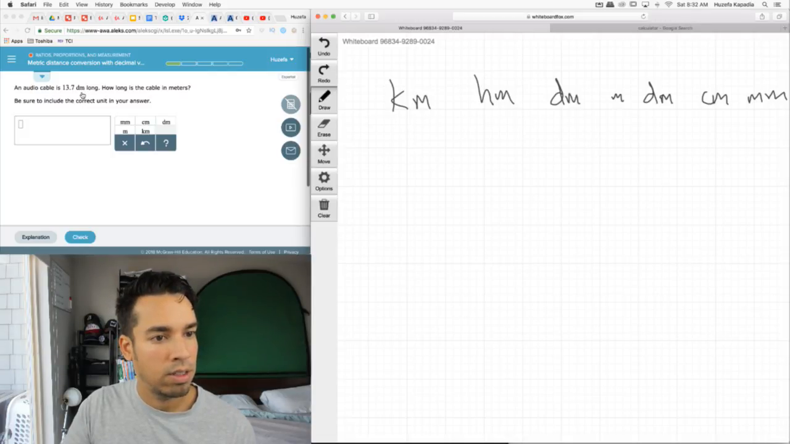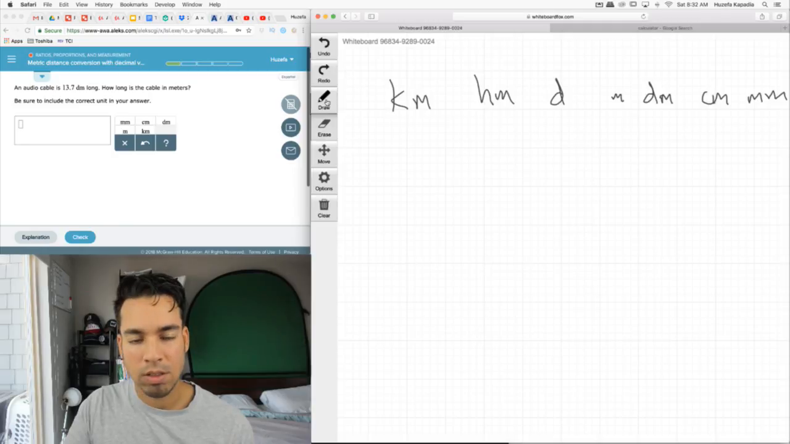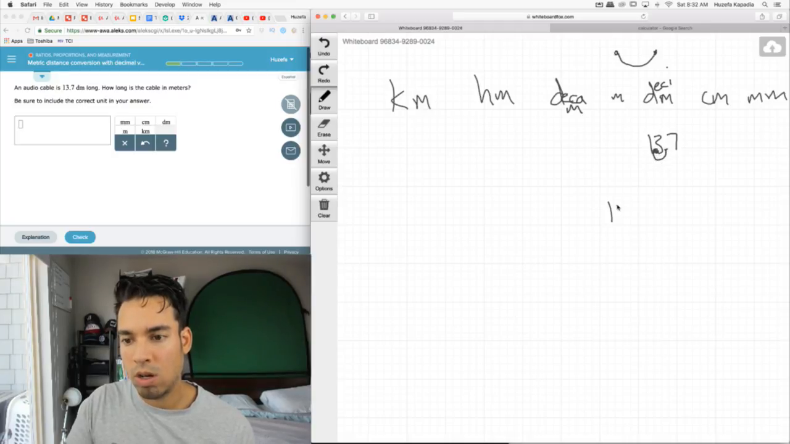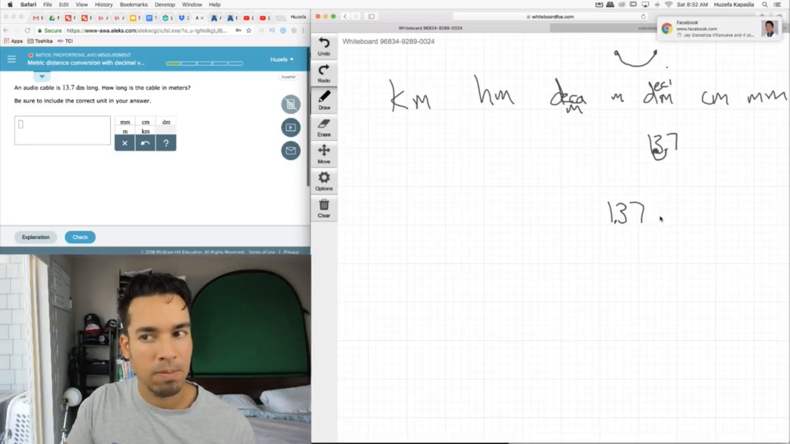$13.7, wait a minute. Is it deci or deca? I'm going to assume it's decimeter. That's ambiguous, but this is decameter. This is decimeter. So let's just assume it's here. So it's 13.7, and we need to go to meters. So we need to move the decimal one spot to the left. So we go one spot here. So it's 1.37 meters.